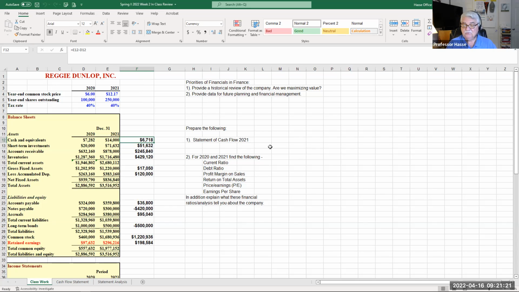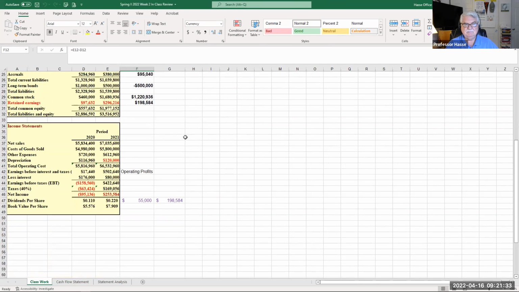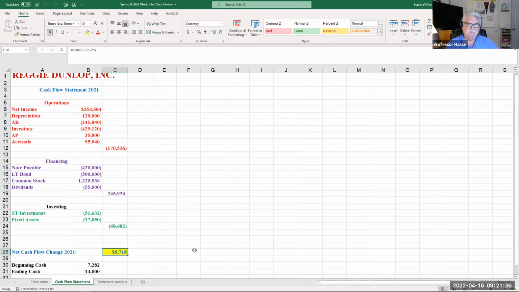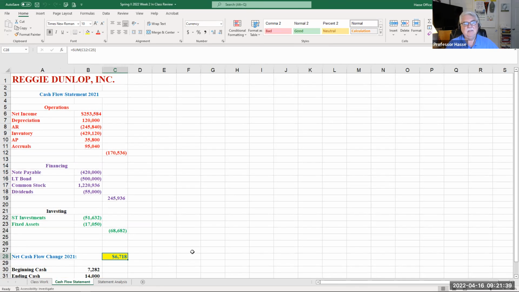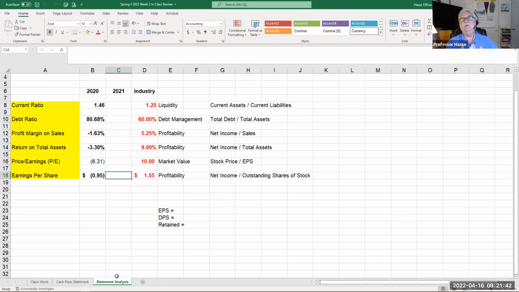Also, almost just as important, financial statements provide data for future planning and financial management. And these financial statements are the balance sheet, the income statement, and the cash flow statement. We reviewed those in our lecture video on Monday. Also, chapter four talks about trend analysis, historical analysis, and comparative analysis of your financial statements. These are the key indicators that you need to be familiar with, understand how to calculate, and know their definitions.